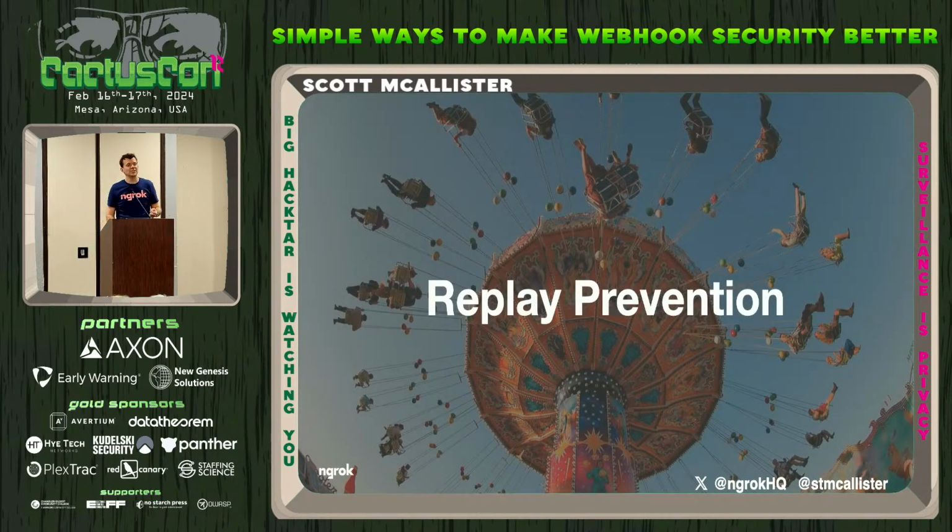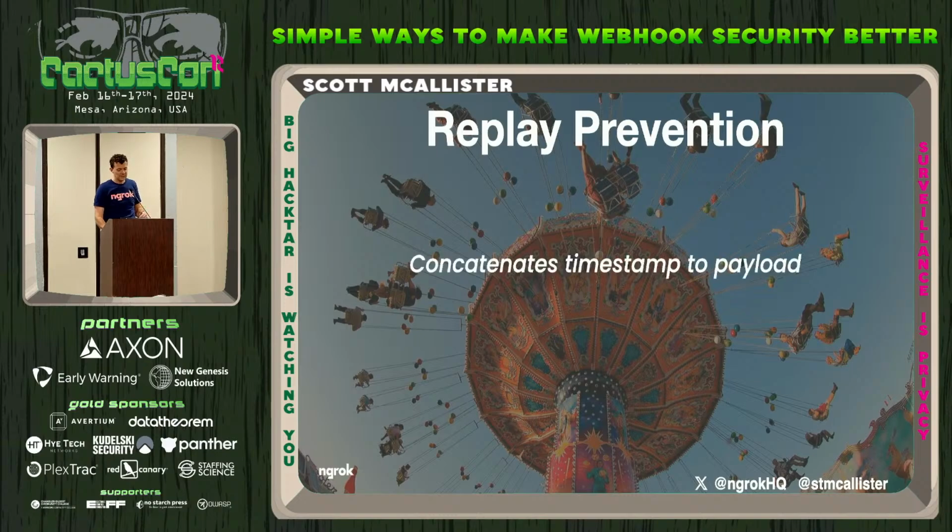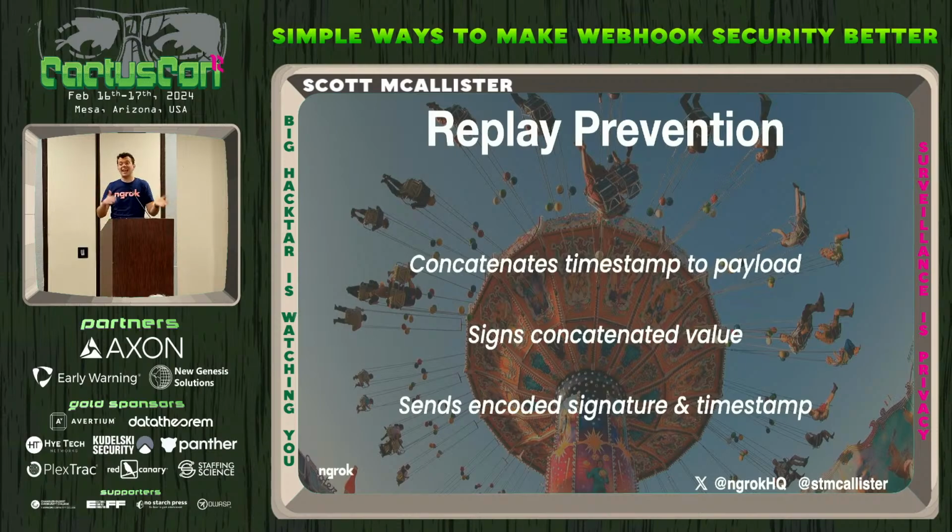So replay prevention. Replay is essentially what happens when you have a third party intercept, and then they're going to start repeatedly replaying a request that's come in. The way that folks address replay is through timestamps. So what they do is they take the timestamp when the webhook comes through and they concatenate it to the payload. And then they sign that value, and then they send that signature and the timestamp with the webhook.